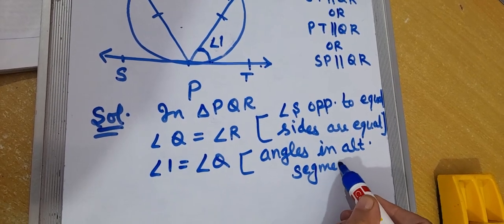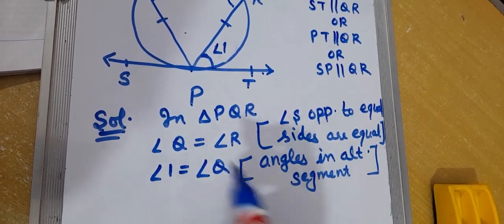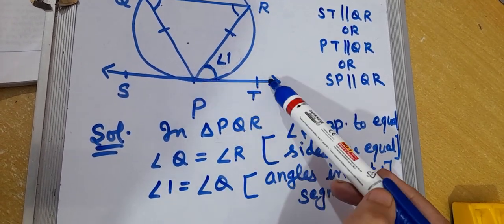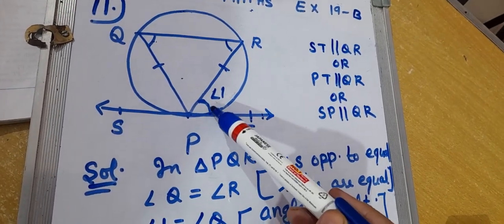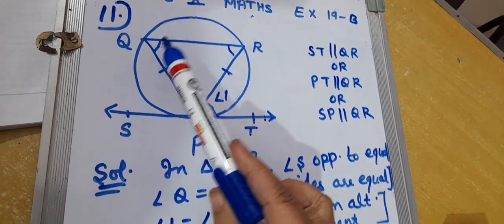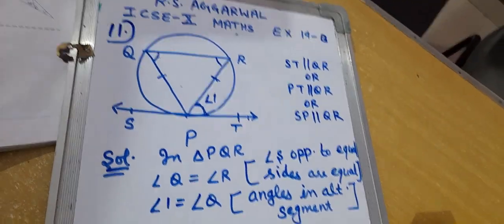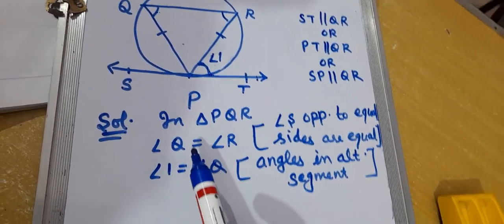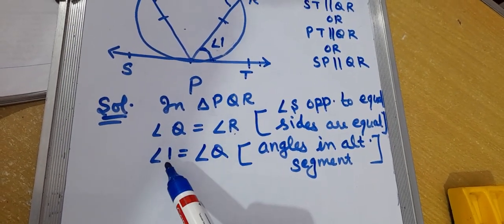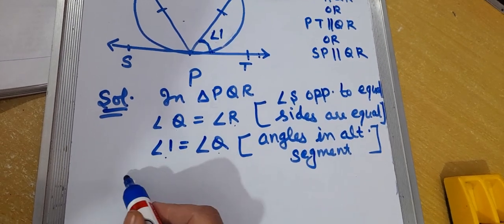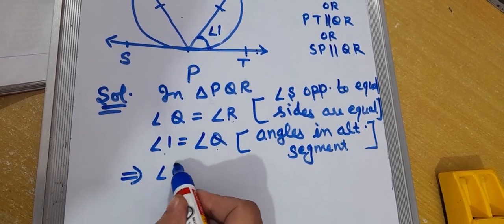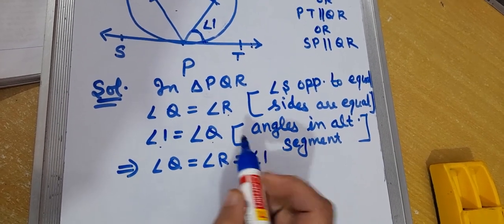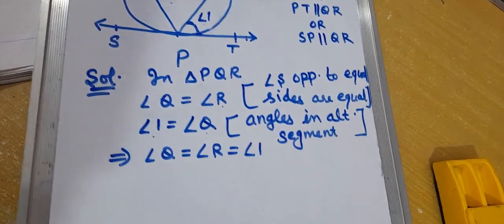I repeat, what are angles in alternate segment? I will explain again. If an angle is made between a chord and a tangent, just like angle 1, it will be equal to the opposite interior angle. And in short, we call them angles in alternate segments. So, I get angle Q equal to R and angle 1 is equal to Q. From here, we can derive Q equal to R equal to angle 1. These all three angles will be equal.